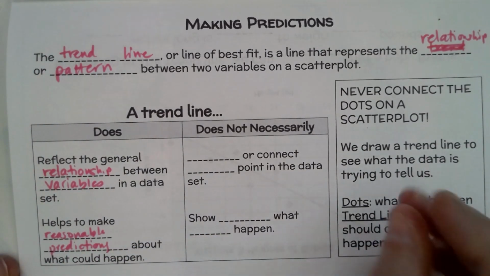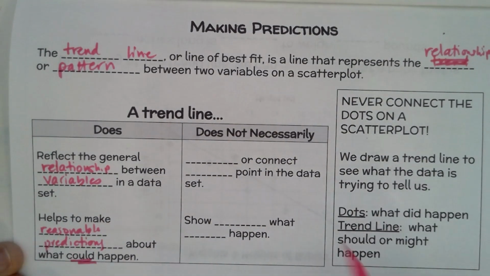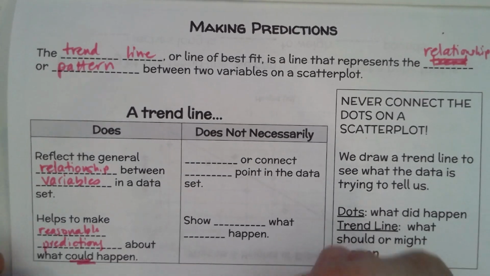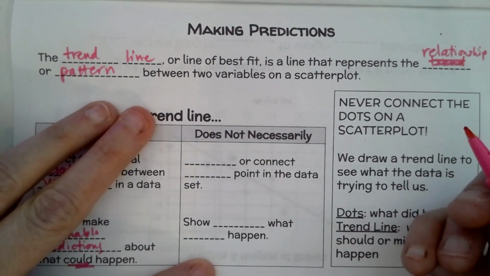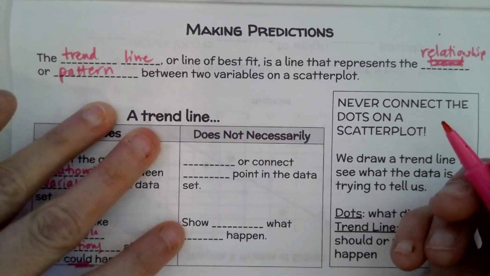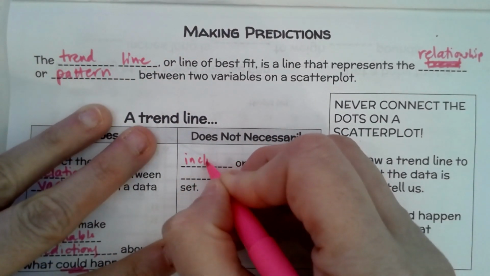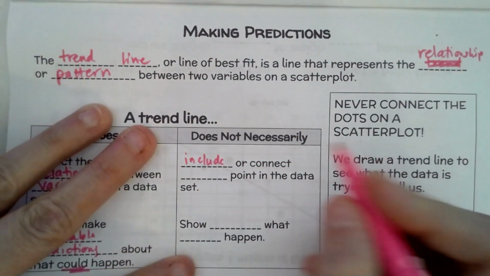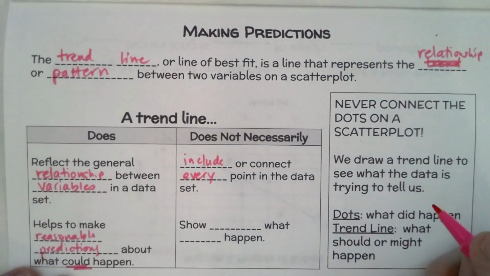Reasonable predictions about what could happen. Okay. Now, that's what trend lines do. What do they not do? They do not include or connect every point in the data set, okay?